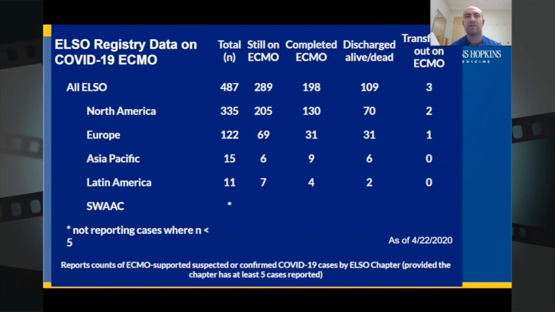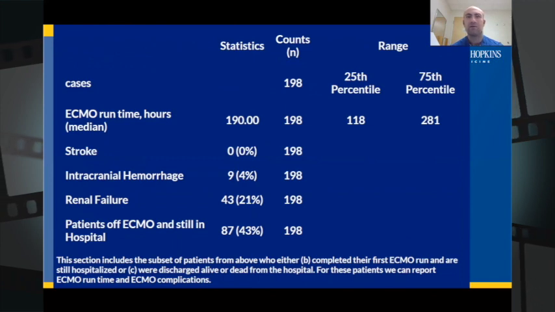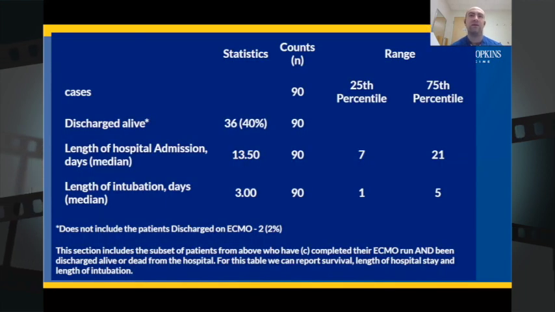Of the ECMO runs, 91% are VV-ECMO. 198 patients have completed their ECMO run with an average of 190 hours on pump. The major reported complications are intracranial hemorrhage and renal failure. Of those patients that have completed their ECMO run, 87 are still in the hospital, and 36 patients have been discharged alive out of 19 patients that have been discharged from the hospital. The survival of the patients discharged is approximately 40%.